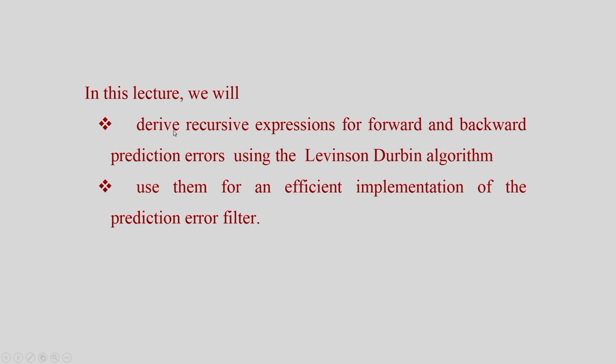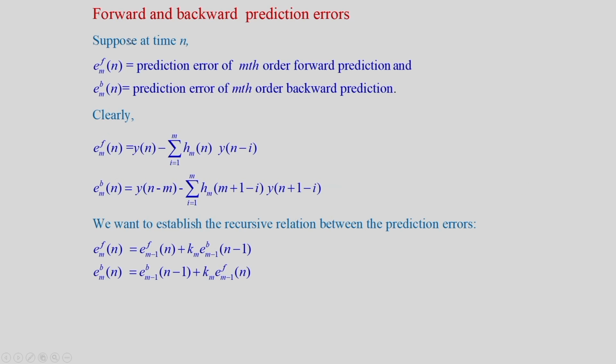In this lecture, we will derive recursive expressions for forward and backward prediction errors using the Levinson Durbin algorithm, and we will use those prediction errors for an efficient implementation of the prediction error filter. We will derive the expressions for forward and backward prediction errors recursively. Let us denote e_m^f(n), that is the prediction error of mth order forward prediction at time n. Similarly, corresponding backward prediction error is given by e_m^b(n), that is the prediction error of mth order backward prediction.